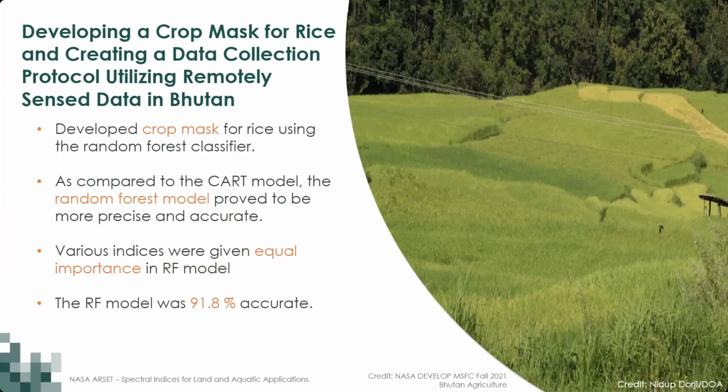And the random forest model gave equal level of importance between the various indices, which used optical indices, polarization indices, and tasseled cap. Statistically, the random forest model was 91.8% accurate, while on the other hand, the CART model was only 82.9% accurate. The differences between the statistical values could be explained by various errors and uncertainties.